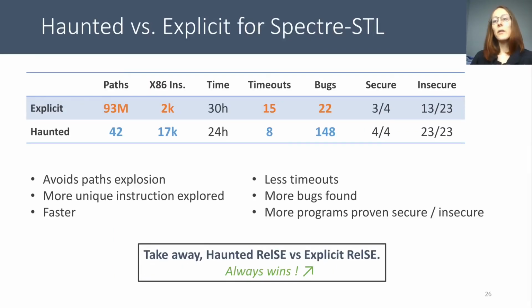For Spectre-STL, Haunted clearly outperforms the explicit exploration strategy, and in particular, it avoids path explosion and in doing so achieves a better coverage, has fewer timeouts, and finds more bugs.